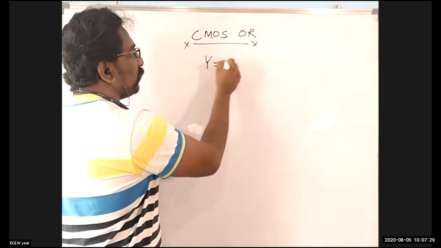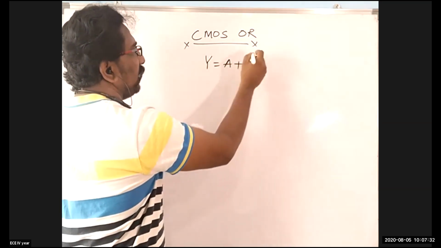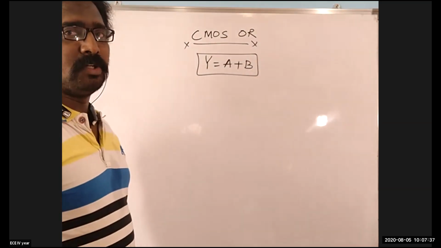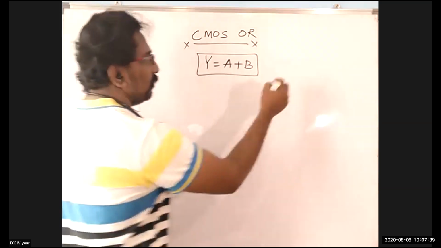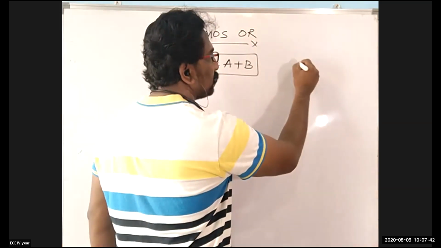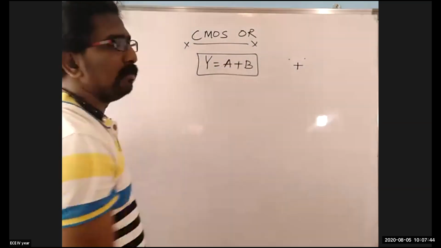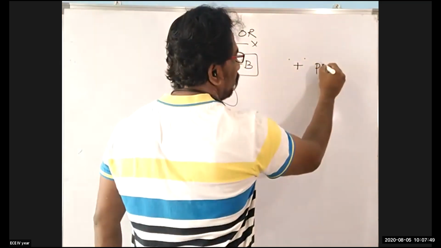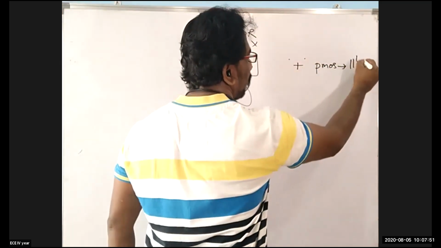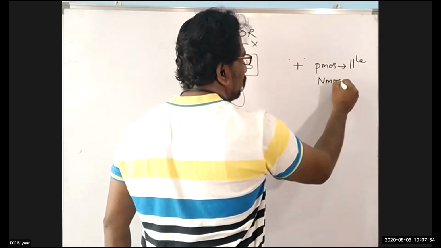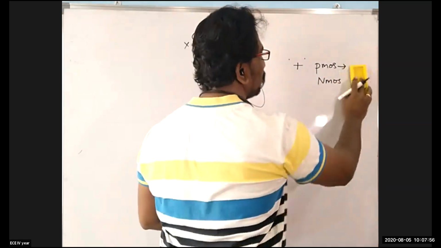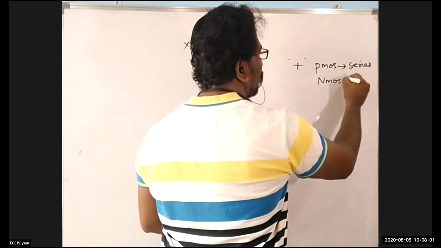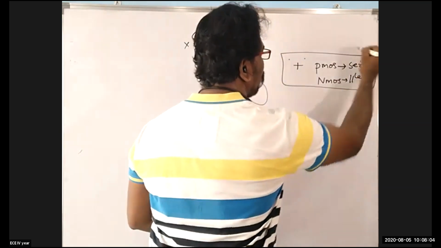So our Boolean equation is Y equal to A plus B. For this Boolean equation, I need to draw the CMOS structure. We have studied that if the operator between these two inputs or alphabets is plus, then the PMOS will be in series and the NMOS is going to be parallel. As per this condition, we'll try to draw the structure now.